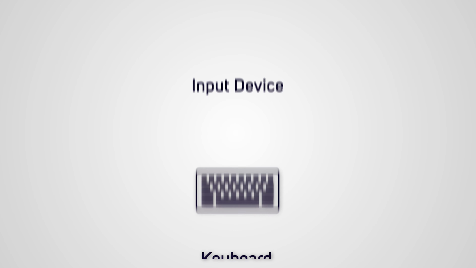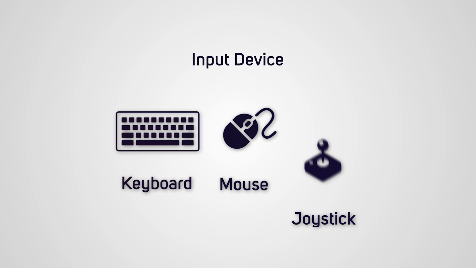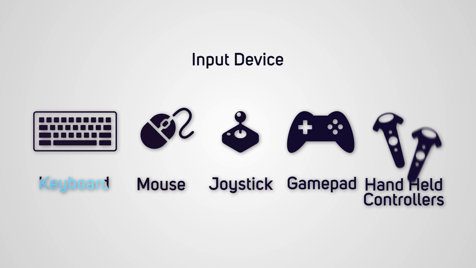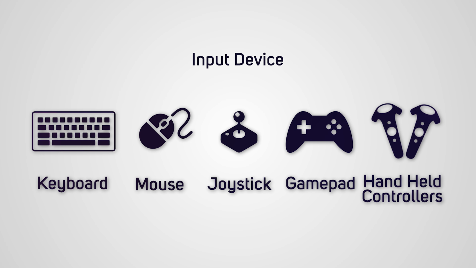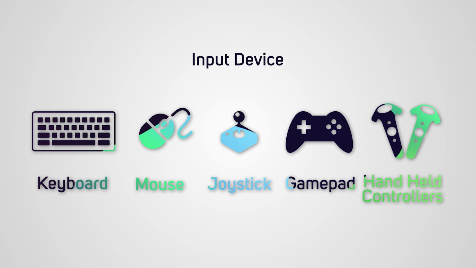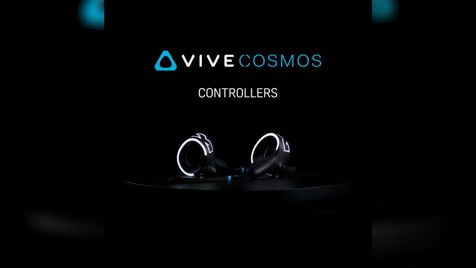To interact with a virtual environment, you need an input device. This can be a keyboard, mouse, joystick or gamepad, or most commonly, handheld controllers. Typically, greater input and flexibility is gained when using controllers as they allow features such as haptic feedback, offering a sense of touch or texture within the VR space.